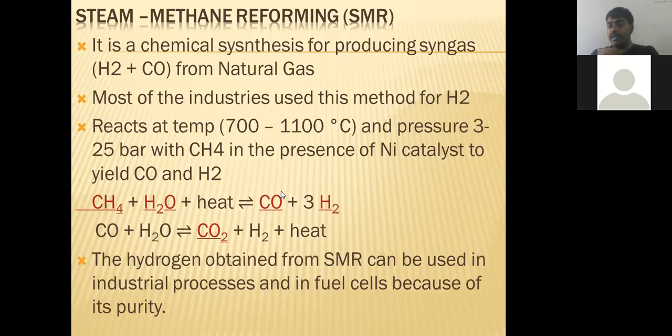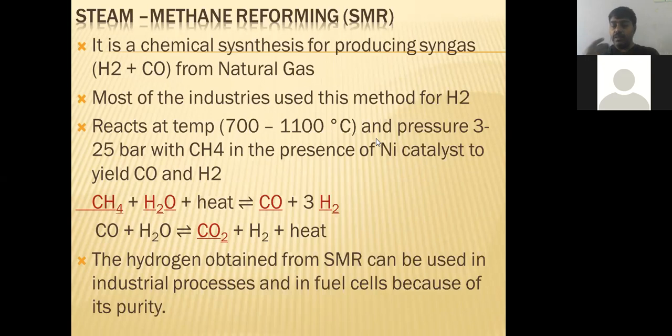Just like what we did in the electrolysis process. In the electrolysis process, we have water content where we are separating both hydrogen as well as oxygen. Now here also, the synthesis gas consists of hydrogen as well as carbon monoxide. What we are doing is separating both things here.